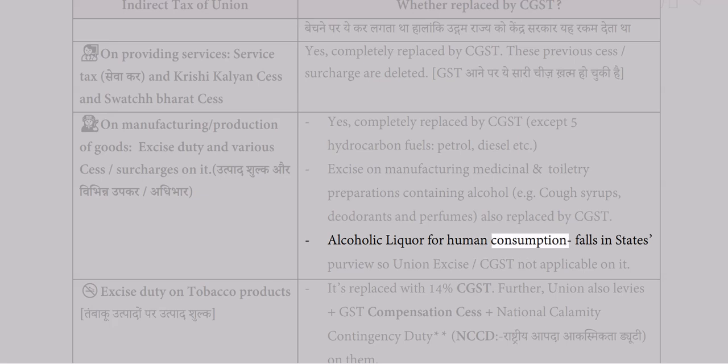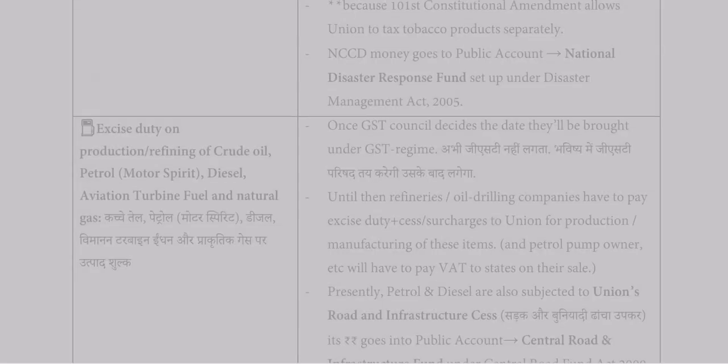Alcoholic liquor for human consumption falls in the state's purview, so Union excise or CGST is not applicable on it. Excise duty on tobacco products is replaced with 14% CGST. Further, the Union also levies GST compensation cess plus National Calamity Contingent Duty (NCCD) on them, because the 101st constitutional amendment allows the Union to tax tobacco products separately. NCCD money goes to the Public Account, National Disaster Response Fund, set up under the Disaster Management Act, 2005.